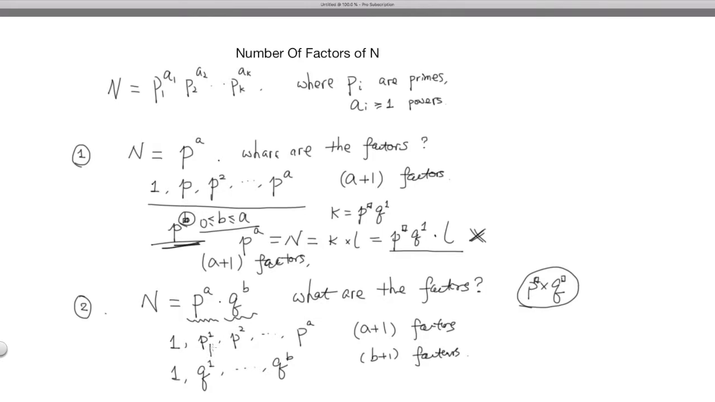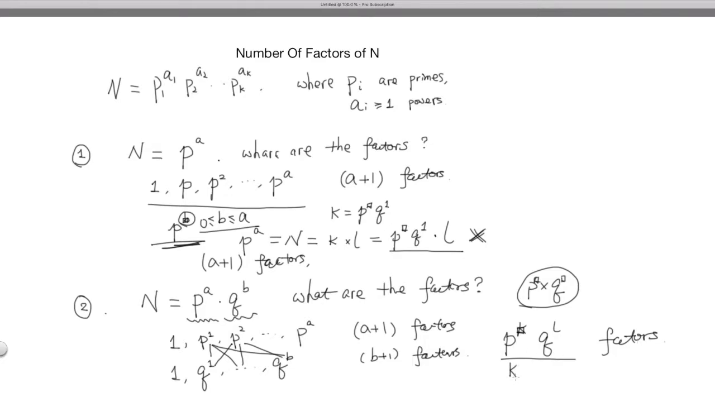p^1 times q^1 is, p^1 times q^2 is, p^1 times q^b is a factor of n. Similarly, p^2 times q^1, p^2 times q^2, p^2 times q^b, it's another factor. So what I'm saying here is all the factors I can write down as p to the something and q to the something. Let's use k and l. This can be written as, that's all the factors.